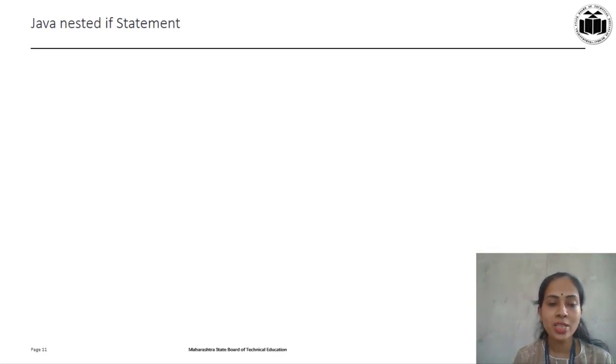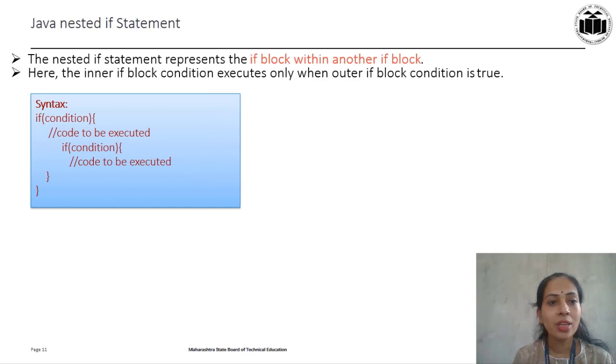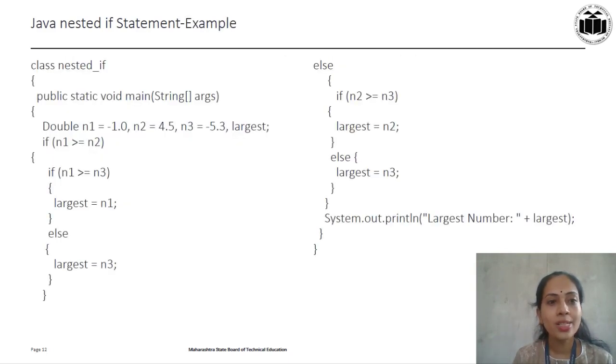Fourth one is nested if statement. The nested if statement represents the if block within another if block. Here, the inner if block condition executes only when the outer if block condition is true. So here is the simple example to demonstrate the nested if.